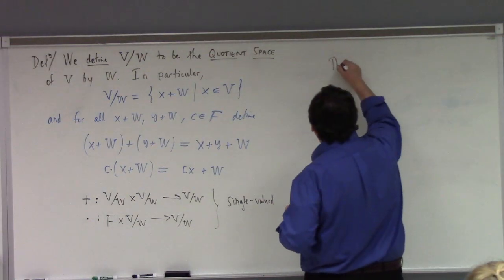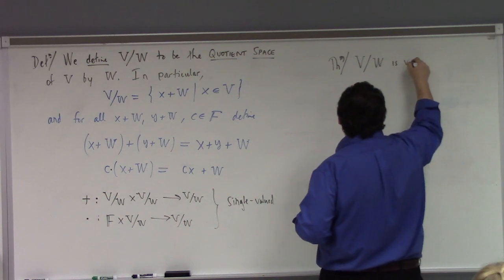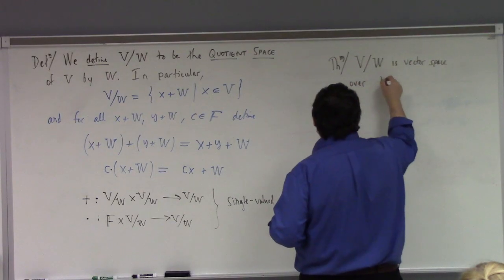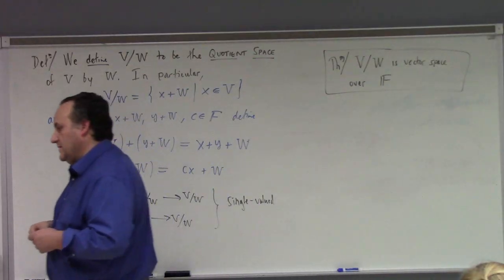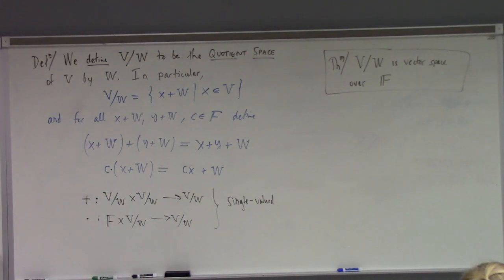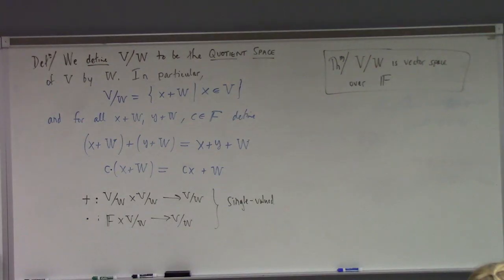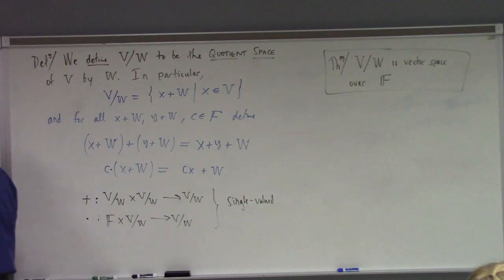Theorem. V by W is a vector space over the field. In fact, you can check that if we define the addition of cosets and the scalar multiplication of cosets as I just did, that in fact gives us the structure of a vector space. And you can look at the proof of that on page 220 to 221. It's not especially inspiring. It's just kind of a drudgery.